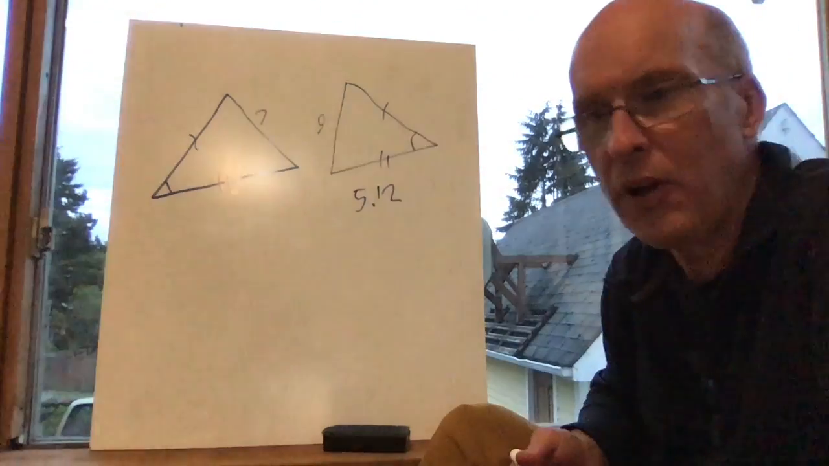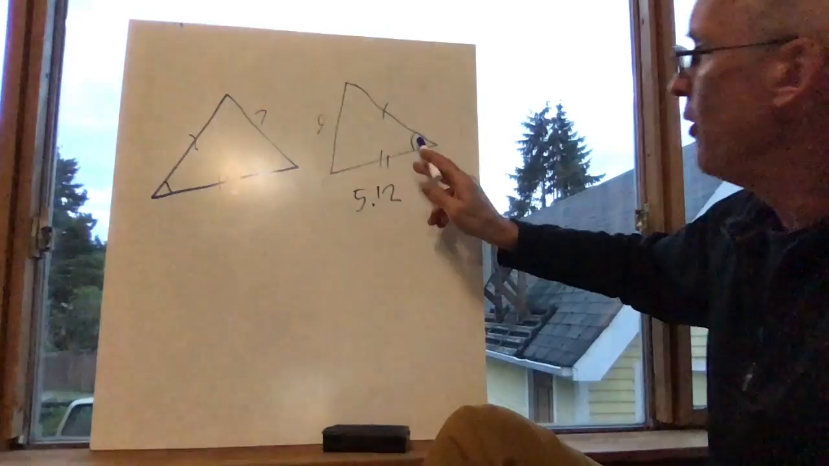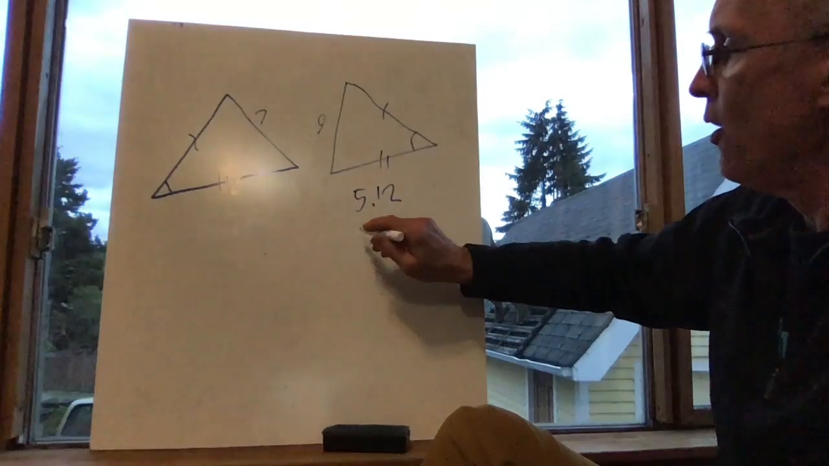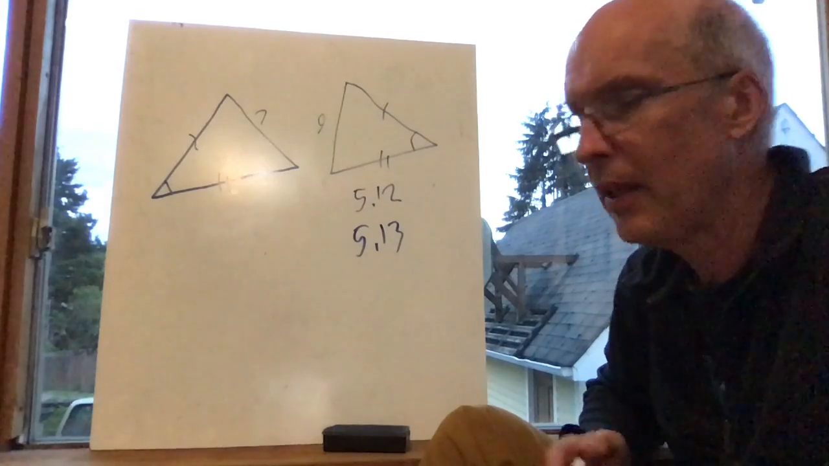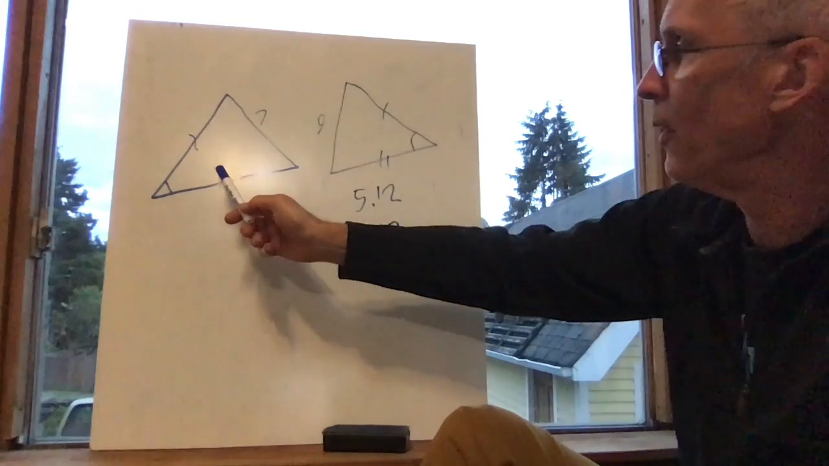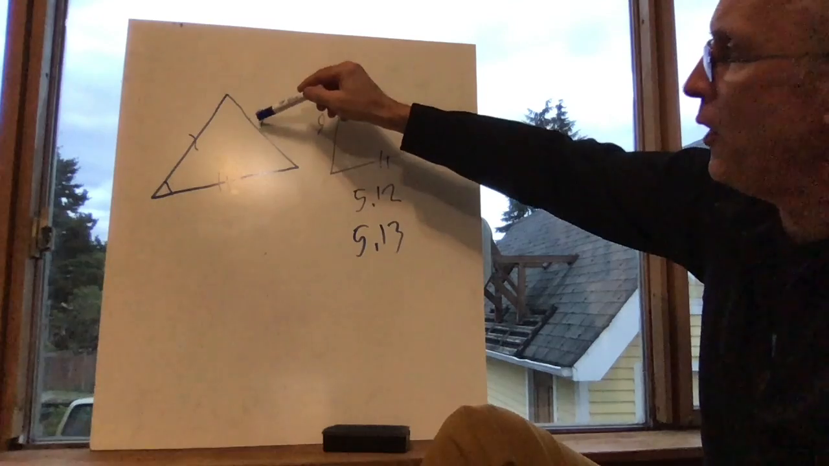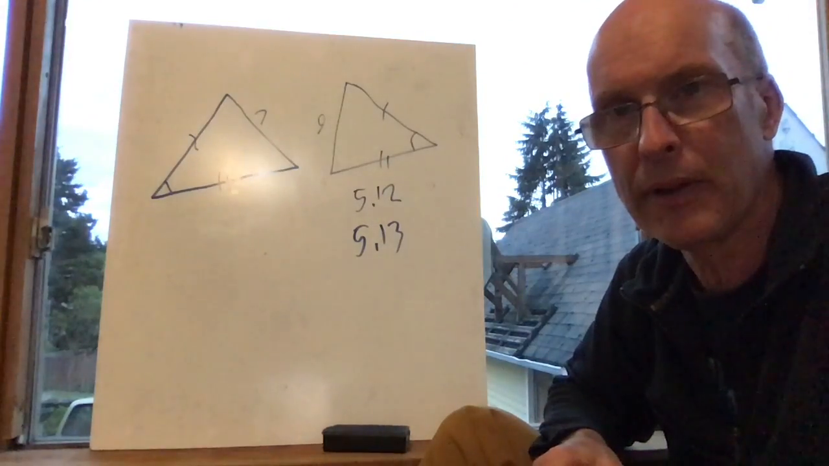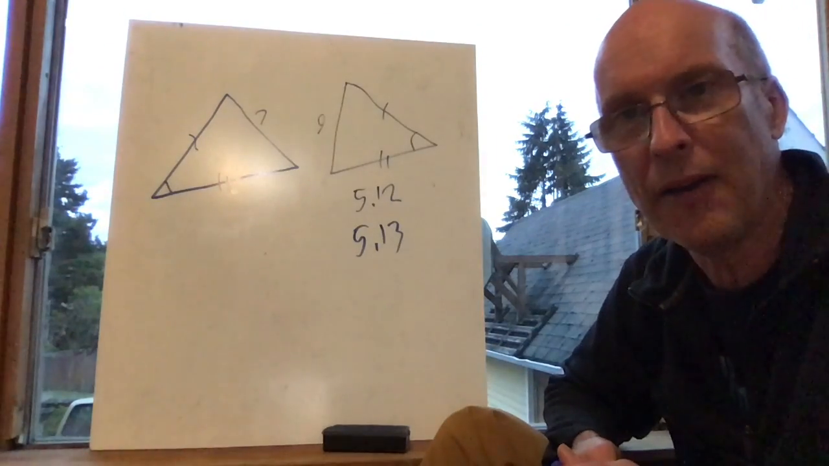So 5.12 says that if two sides are congruent, the bigger angle is going to have a bigger third side. 5.13 is the converse of that. If you have two triangles that have two congruent sides, and the third side is bigger than the third side of the other one, then it means that angle is going to be bigger than that angle. Okay? That's all there is to it. And we are now done with chapter 5. Congratulations.